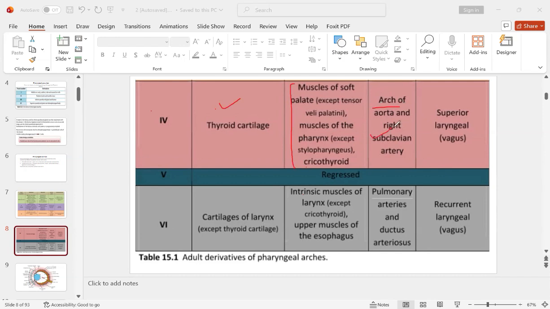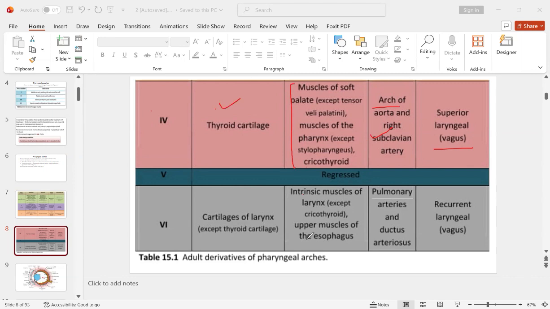The pharyngeal arch 4 and all of its derivatives are supplied by the superior laryngeal nerve, which is a branch of the vagus nerve. So let's now move to the pharyngeal arch 5, which actually regresses in the embryo and does not give rise to any structure in the adult. So let's now move to the pharyngeal arch 6.